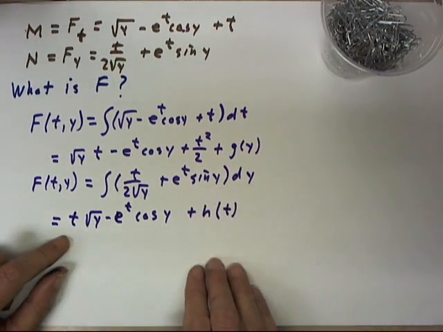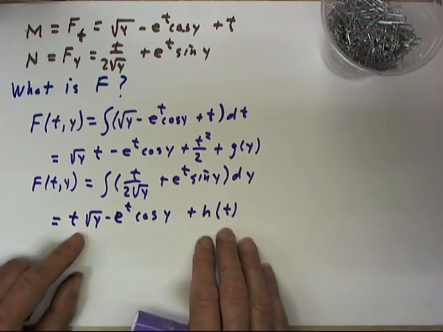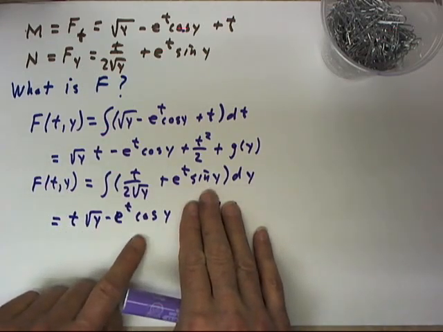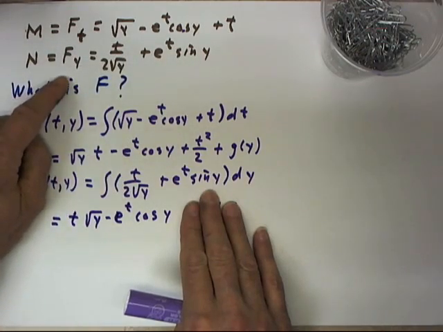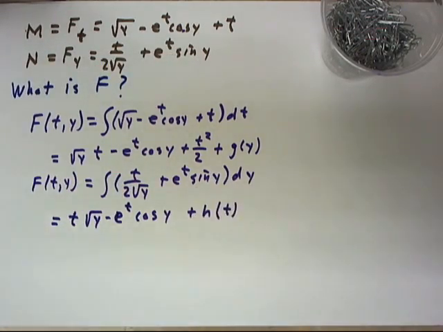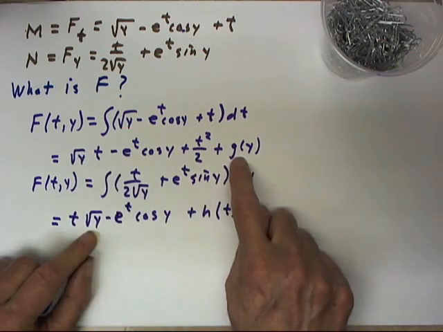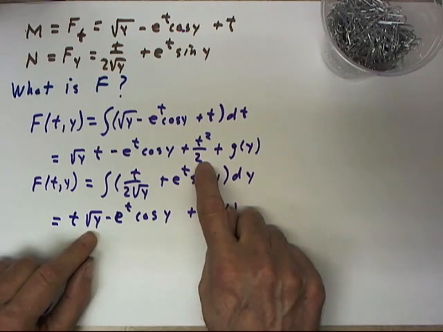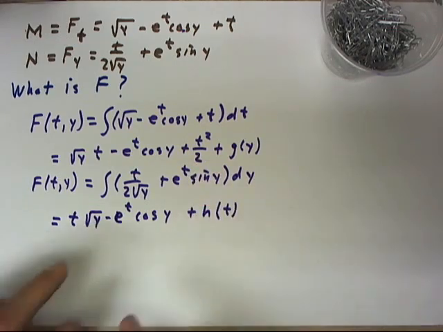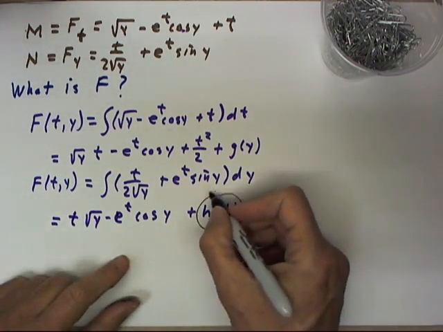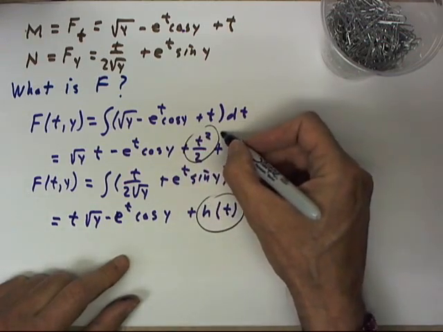Here we have a function h of t, but when we take the derivative of this with respect to y, that h of t is going to go away. It's going to be constant with respect to y, so the derivative of what's left is going to equal our n function. Now we have to reconcile these two functions. In this version of the function, we have a t squared over 2 that isn't here in this function, except that it is because we've allowed for any function h of t. So h of t is going to be our t squared over 2.